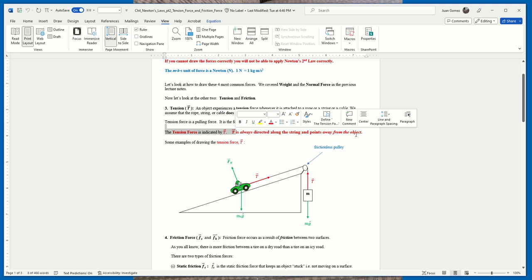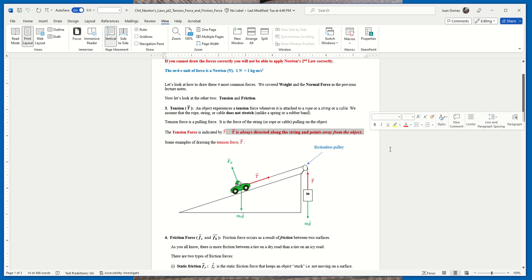And remember the little arrow above it, that's the standard math and physics symbol telling you this thing with the arrow above it is a vector. So this is saying that the tension force T is a vector. Now again, to draw the tension force, it's always directed along the string and points away from the object. So in a way, it also depends on the geometry of the problem.